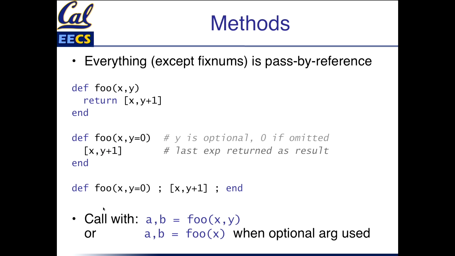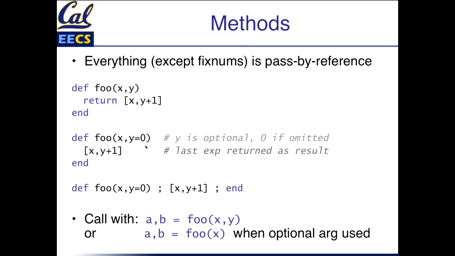Methods. Everything is passed by reference. Everything except integers. We'll come to that in a minute. So I can define a function foo that takes 2 arguments, and it actually returns an array or a list of 2 things. I can define functions that have arguments with optional values. So this says, when I call the foo function, the second argument is optional, and if I don't have a value supplied for the second argument, it gets 0 by default.